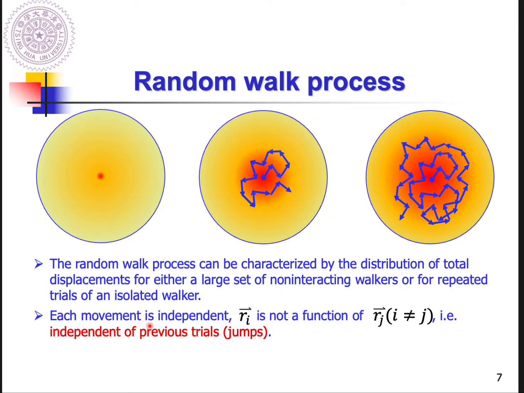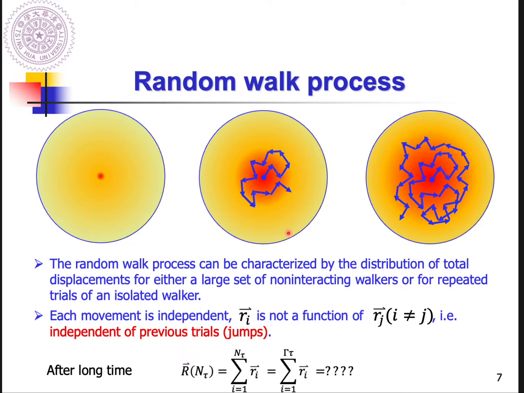Each movement is independent. That means each jump is independent and nothing related to the next jump or the previous jump. So we call it independent of the previous jump. So you can expect that if it is a random walk, each small r is random, and the direction is random as well.